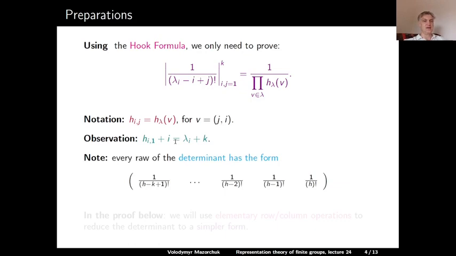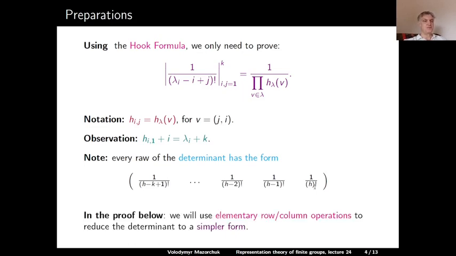Also note that in the determinantal formula, each row in our determinant has the following form. So we have, reading from right to left, 1 divided by some h factorial, then 1 divided by (h minus 1) factorial, 1 divided by (h minus 2) factorial, and so on. And here h is some non-negative integer. And in the proof below, we will use elementary row and column operations to reduce the determinant to a simpler form, and then we will use a certain type of induction.